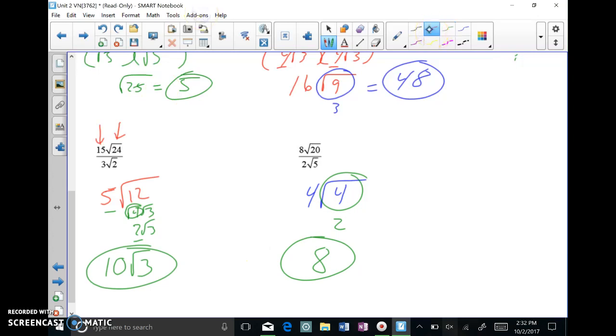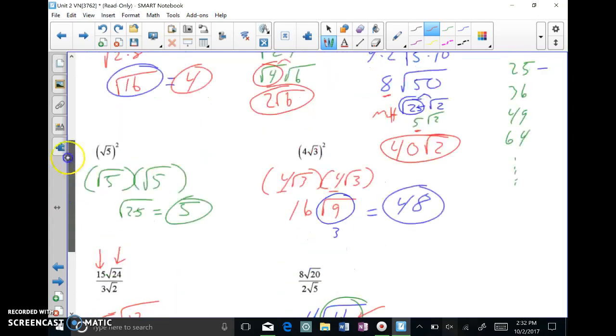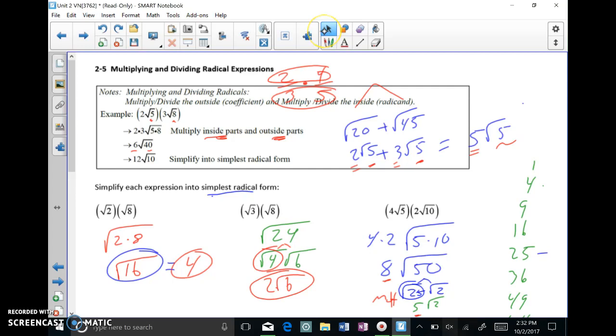So remember, if your final radical ends up with a square, that means it's rational, and you will get no radical solution. And that does happen from time to time. All right, guys, so that's multiplying and dividing radical expressions. We'll continue to practice this in class.